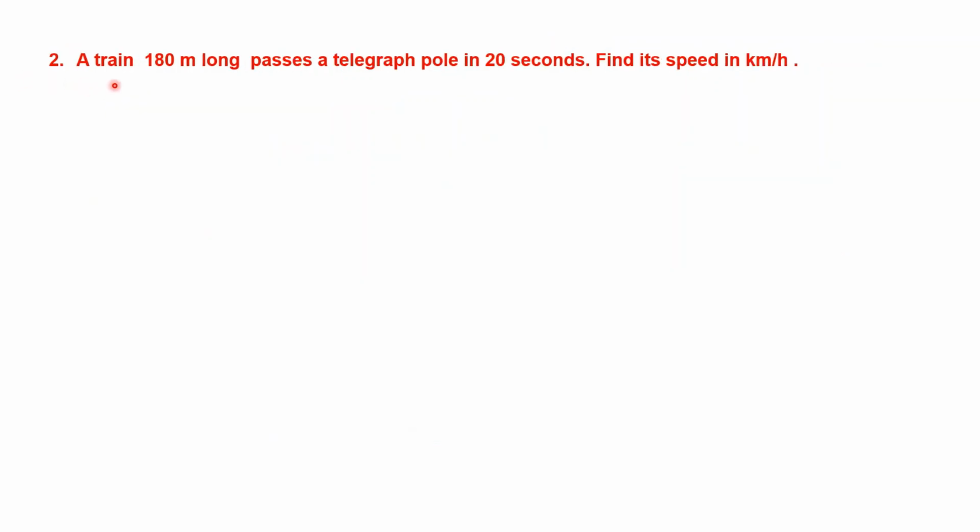Question 2. A train 180 meters long passes a telegraph pole in 20 seconds. So find its speed in kilometers per hour. Because here we have meters and seconds, we have to convert it to kilometers per hour. So let's begin. Length of the train is 180 meters.